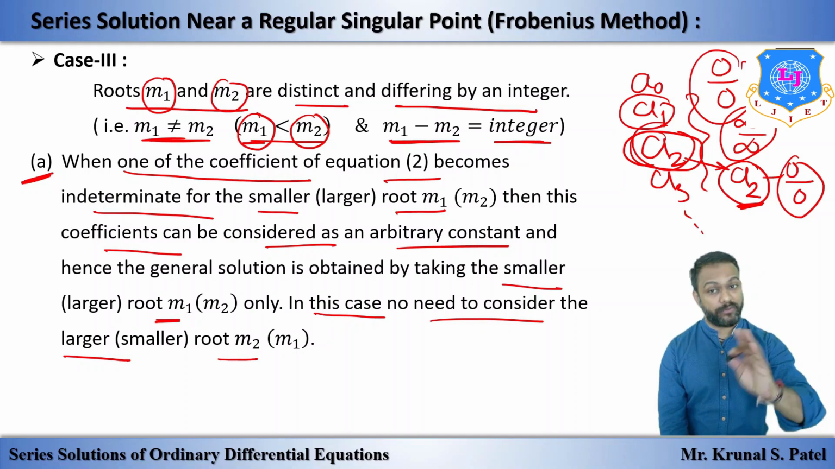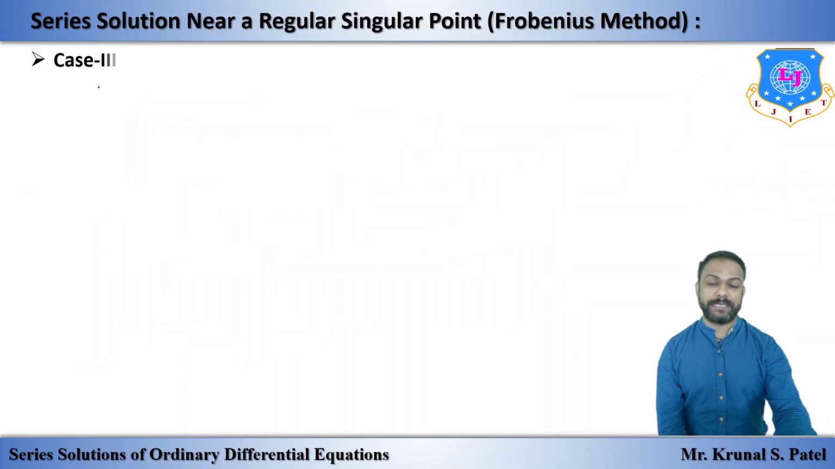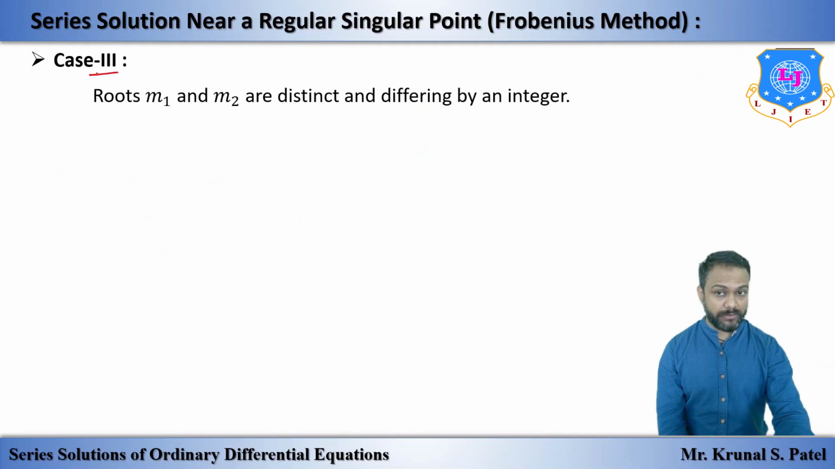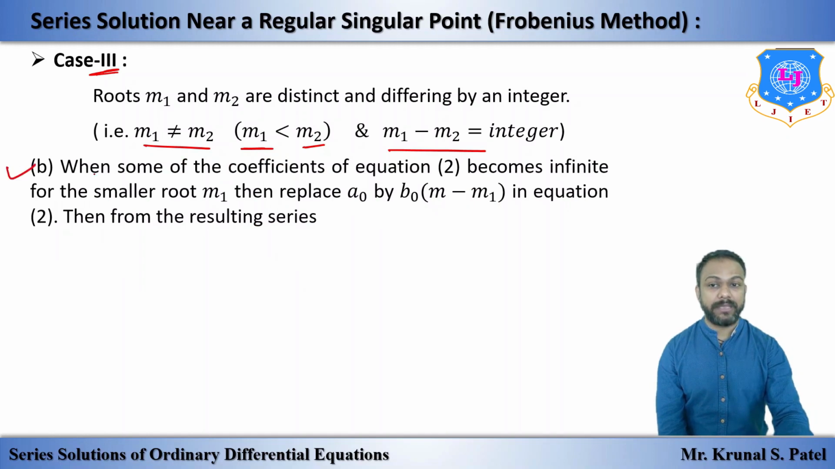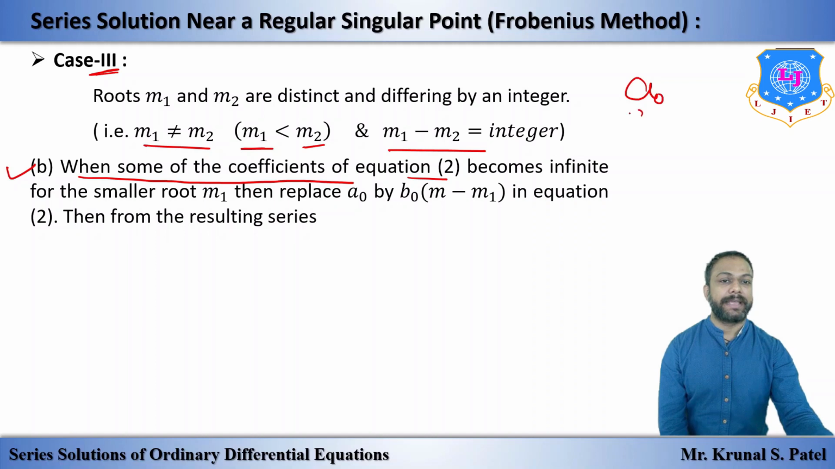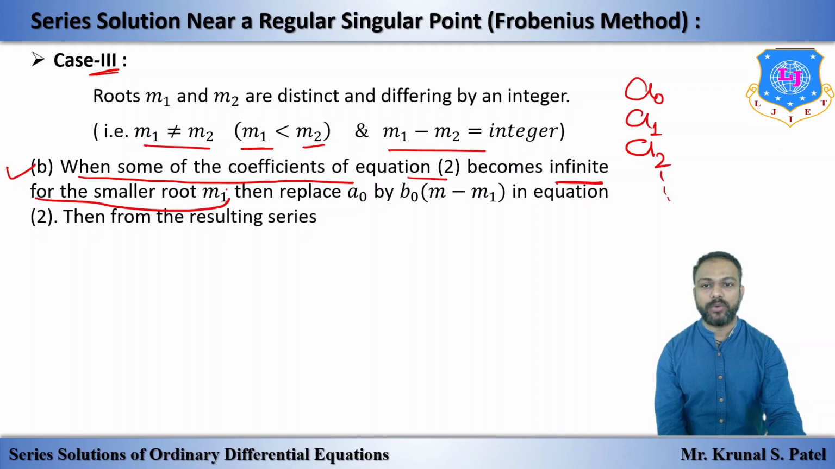In case 3, we have first logic. In second logic, in case 3, m1 and m2 are again distinct and differ by an integer, and we consider the smaller root as m1 and m2 as the larger root. In case B, when any of the coefficients of equation 2, that means again a0, a1, a2 and so on, becomes infinite for the smaller root m1 only.